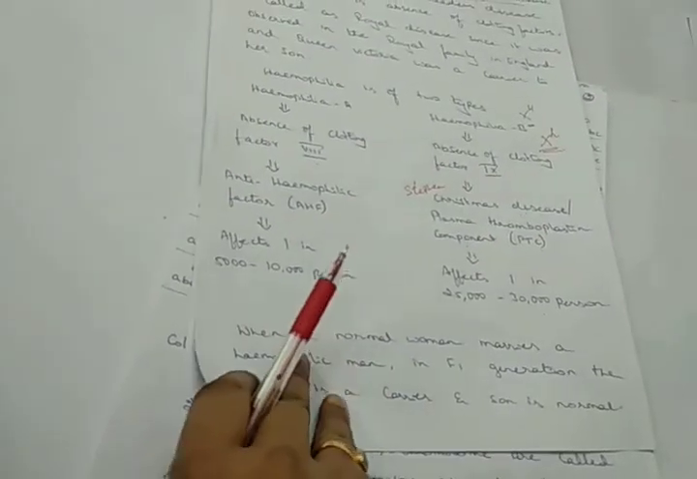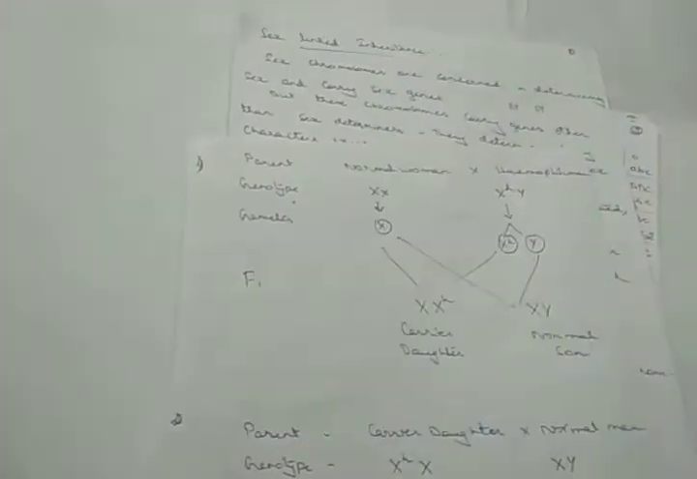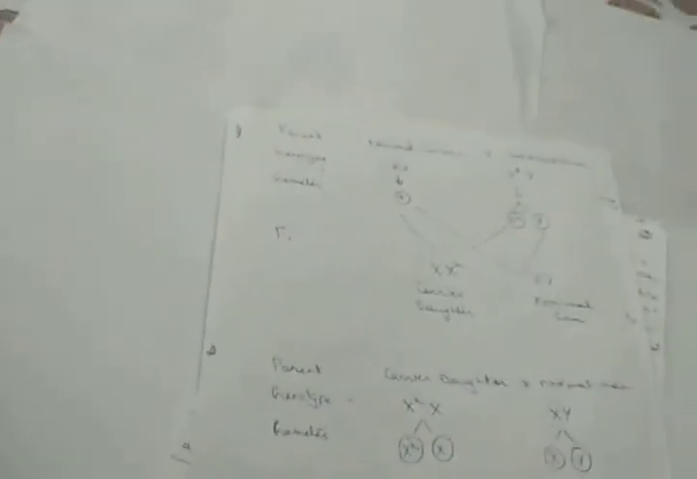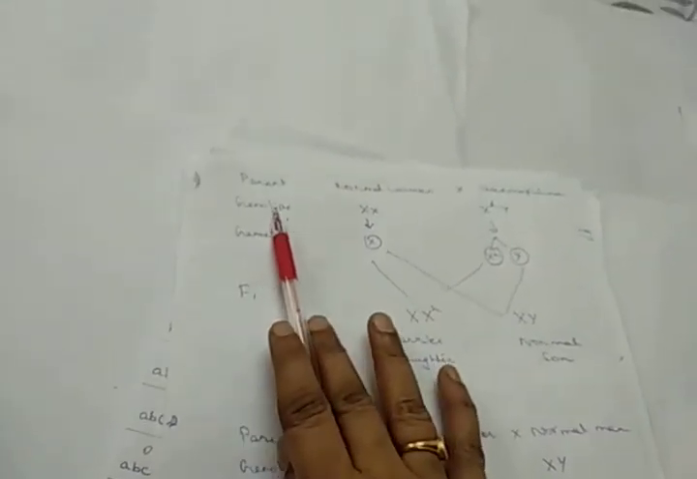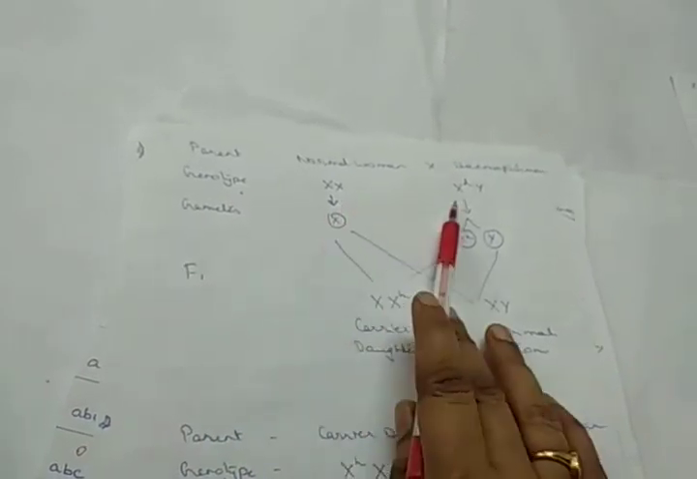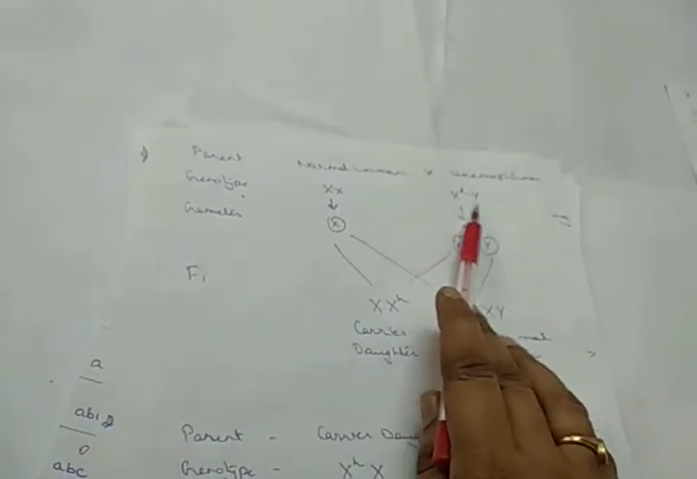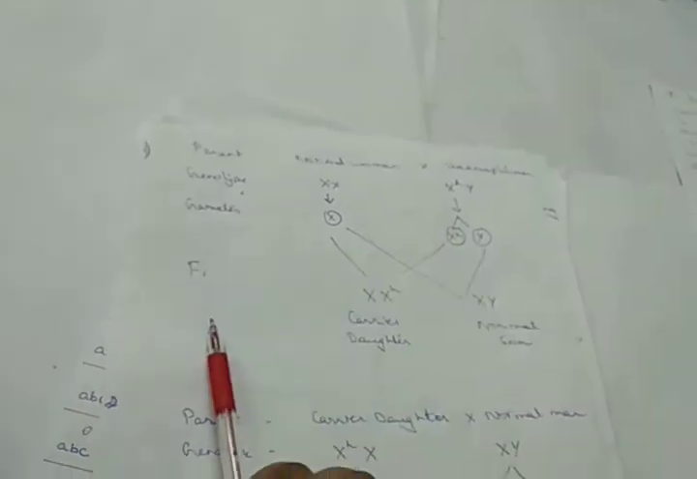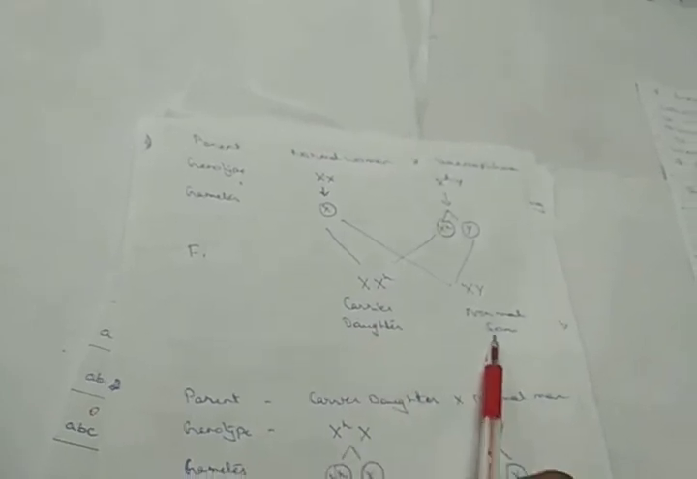The same conditions we can take here. When a normal woman marries a hemophilic man, in the F1 generation, the daughter is a carrier and the son is normal. Just like how we plot the schematic representation for color blindness, the same thing you can consider here, where you take the parental conditions with a normal woman and the hemophilic man. The genotype is XX and X with the recessive gene, with Y. The gametes have been plotted here, and in the F1 generation you're going to get a carrier daughter with a normal son.